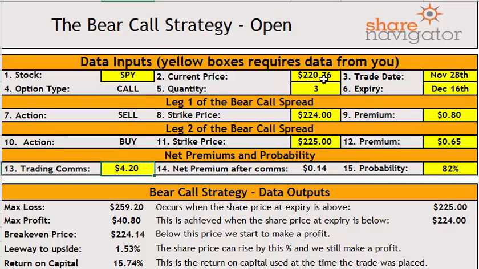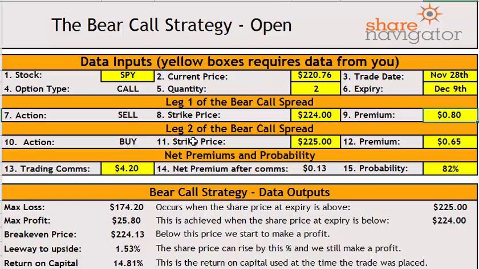The current share price of SPY was 220.76 when we did this example. Again, you would change that for whatever example you're doing. The trade date is just the date you're creating this spreadsheet. Our option type is automatically populated for you because the bear call spread is made up entirely of call options, so there's no need for that to change. The quantity here you can change to whatever amount of contracts you're going to do. We're going to do 2 contracts. And the expiry we've chosen is December the 16th. But again, you could change that to whatever expiry you wanted by just typing in December the 9th, for example.